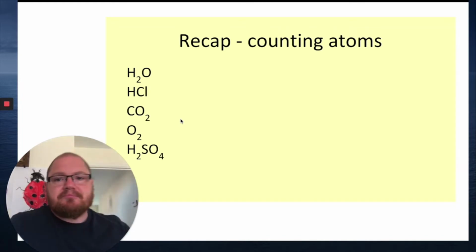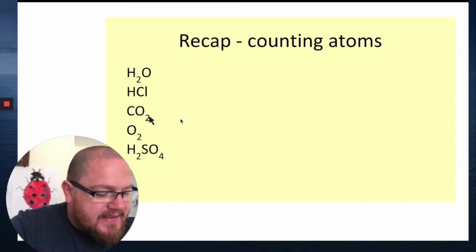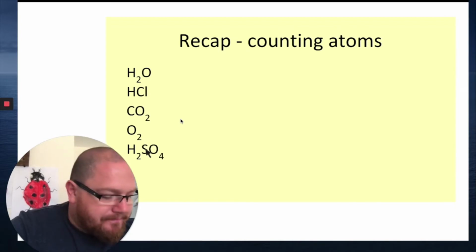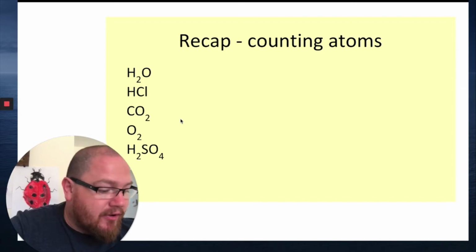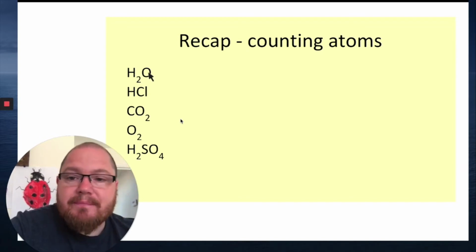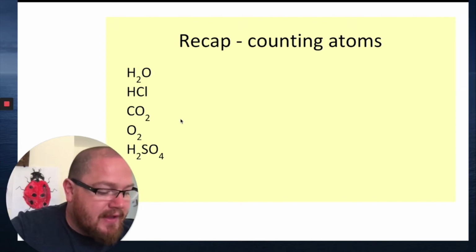Now, we've got lowercase numbers after some of these letters. These letters represent symbols found in the periodic table. So H would be hydrogen, O would be oxygen. If you want to check that on the periodic table, you can.